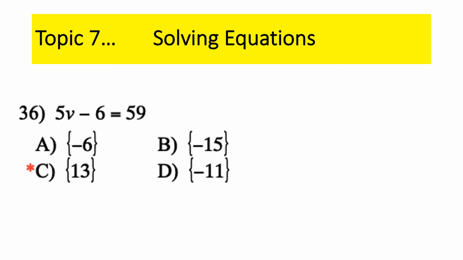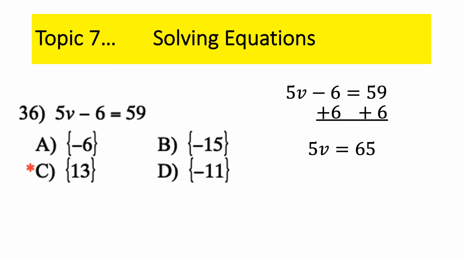Okay, one more two-stepper. Recommendation, always get rid of addition and subtraction first. The variable's on the left side. I need to get rid of that 5 and the 6. The 5 is attached by multiplication. The 6 by subtraction. Let's get rid of subtraction first. Add 6 to both sides. 59 plus 6, 65. Get rid of that 5. It's attached by multiplication, so we divide both sides by 5. The 5's cancel. And 65 divided by 5, we just saw that with the previous one, is 13. Believe it or not, that's everything for those 3 chapters.